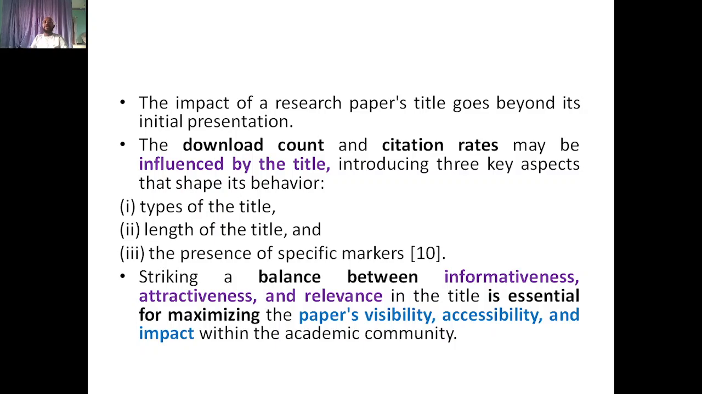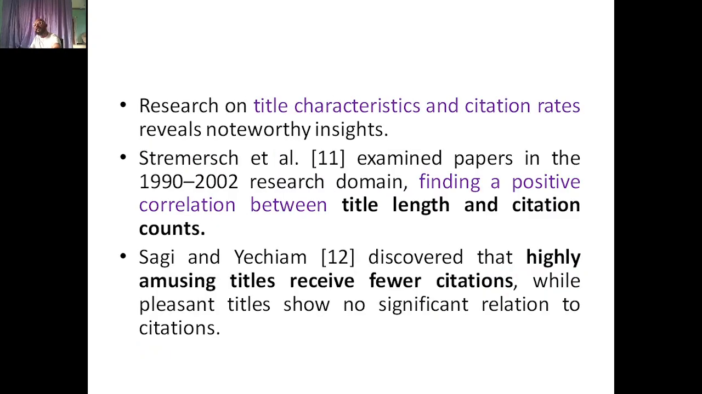So striking a balance between informativeness, attractiveness and relevance in the title is very important. These are the three. You need to make a balance: the title should be informative, it should be attractive, and it should be relevant. These three factors have to be there in the title, which are highly essential for maximizing the paper's visibility, accessibility and impact within the academic community.